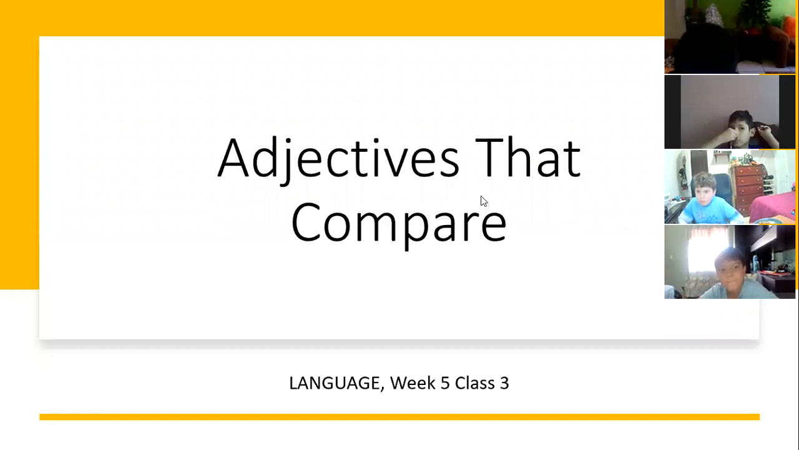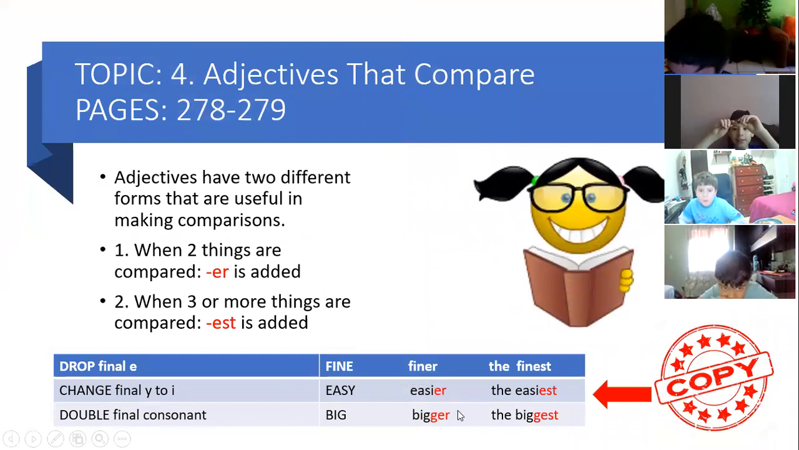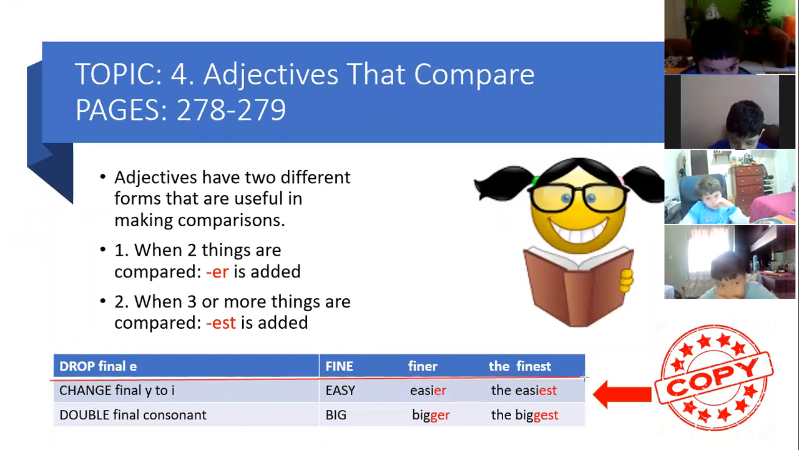Adjectives that compare is our topic today. Copy the information that is in this chart, please. Draw the box. That's what I need. Draw this box. Draw this one. This is like that. This topic is on pages 278 and 279.